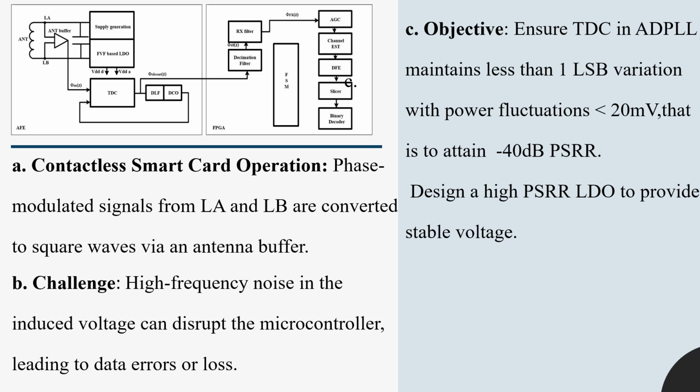First, the phase modulated signals from LA and LB are converted to square waves via an antenna buffer, and the square waves would induce high-frequency noise in the system, which could disrupt the microcontroller and lead to data errors or loss. Hence, our objective is to ensure the TDC in the ADPLL maintains less than 1 least significant bit variation, which means our power fluctuation is less than 20 millivolts, to attain -40 dB PSRR. Hence, we need to design a high power supply rejection ratio LDO to provide stable voltage.